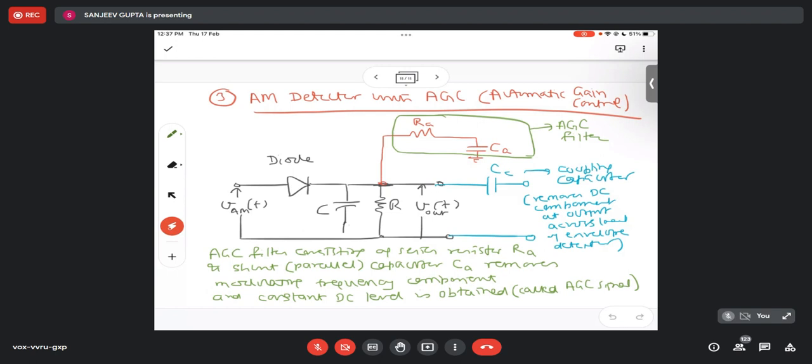AGC filter is again a filter which consists of a series resistor RA. I have now changed it to RA. A stands for the AGC filter, so RA is the resistor and CA is the capacitor for the AGC filter. Like we have talked about CC for the coupling capacitor, and C and R the other normal values, the RC constant. So here, what will happen? This AGC filter, which consists of a series resistor and a capacitor which is in shunt or parallel, will remove the modulating frequency component and a constant DC level is obtained. So my signal will give me a constant level, which is desirable.